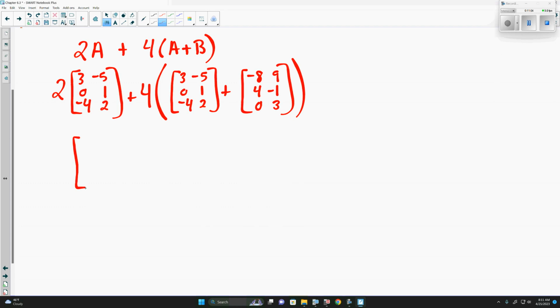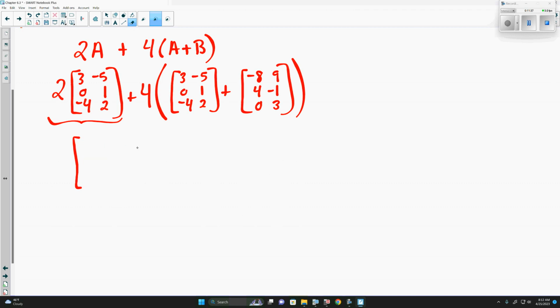Now, I'm going to write this out here for a second. You don't have to write this. I wouldn't write this, but this is what we're technically doing. When we do this scalar multiplication, what we're saying is 2 times 3 and 2 times negative 5 and 2 times 0 and 2 times 1 and 2 times negative 4 and 2 times 2. Because this is what we're doing with this scalar.